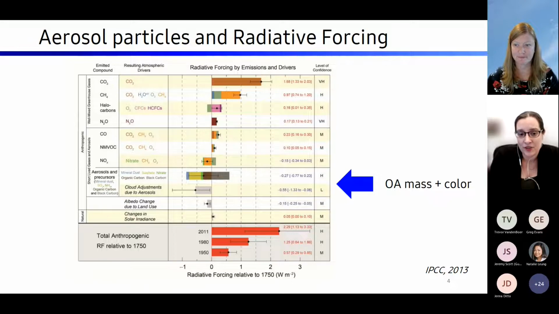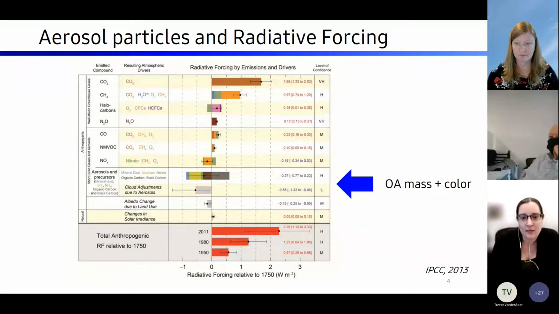So overall, these aerosol particles are helping to counterbalance some of the warming that we have coming from these greenhouse gases. But we have some really big error bars on these measurements. And so one of the targets that we have is to really try to better constrain or better understand the radiative effects that these particles have in the climate.